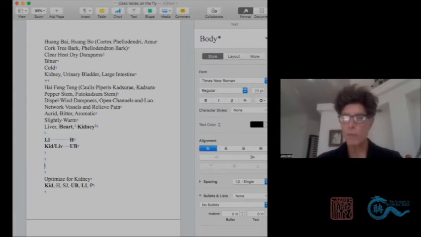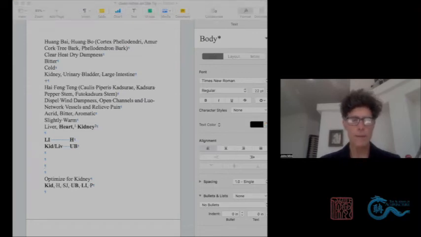The nose is going to be affected for sure with that large intestine and the UB, and the eyes also going to be affected between the heart and the liver, right? And the UB there, okay, for sure. So this is a surprisingly versatile and quite effective formula that you can use to dispel wind dampness, open channels and network vessels, and relieve pain. Okay, with a little extra emphasis on drying dampness and clearing the heat. So you could clear the heat with the addition of the Huang Bai there.